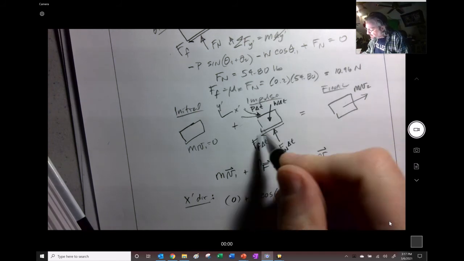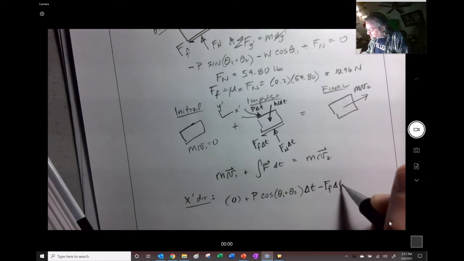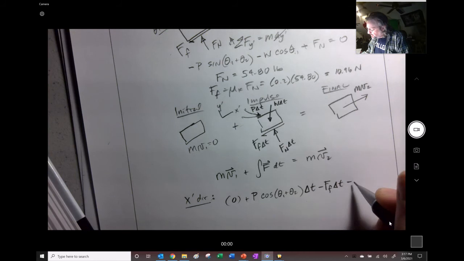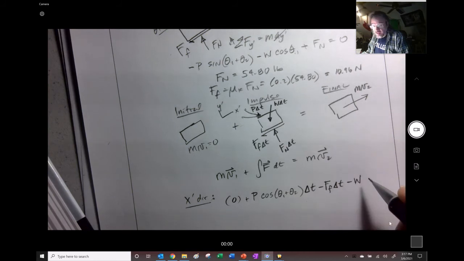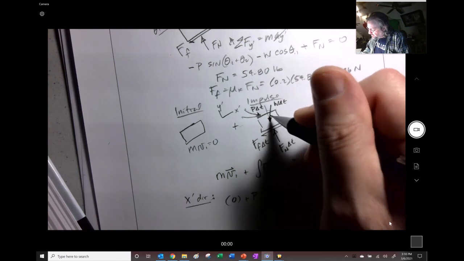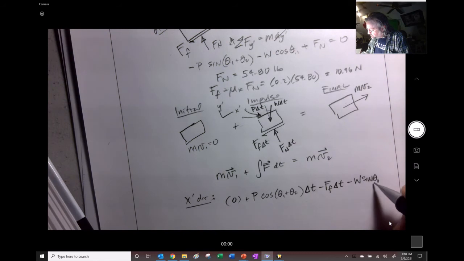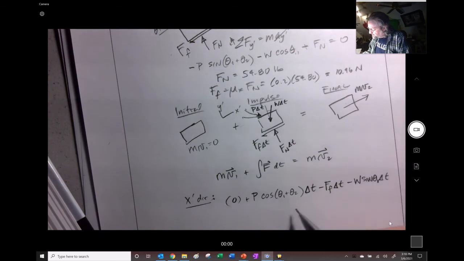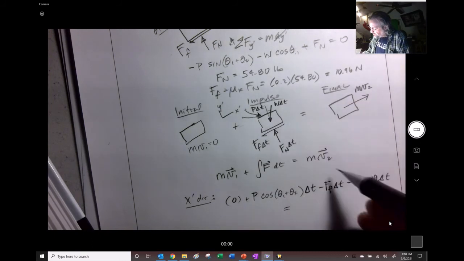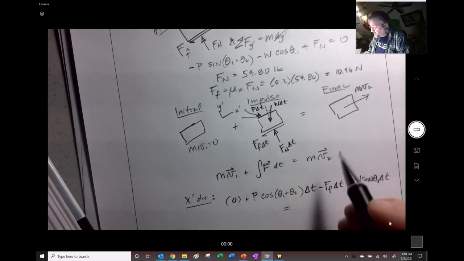we are also going to have minus our friction times our delta T, and then there's also going to be minus W times the sine of theta 1 delta T, right? It's going to be equal to, that's all the impulses that are acting on here. And you'll notice that the signs are directed by the distance, because remember, these are vectors.